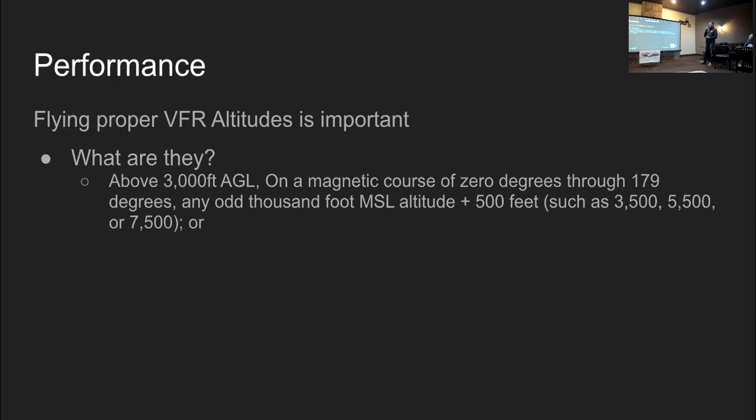So again, VFR flying altitudes, a magnetic course of 0 degrees through 179. We want to be flying any odd 1,000 foot MSL altitude plus 500 feet. And the reason why that's important is you're getting intermixed with IFR traffic. And you're not required to be on flight following on a cross-country, but the IFR guys are, because they have to be talking to tower.